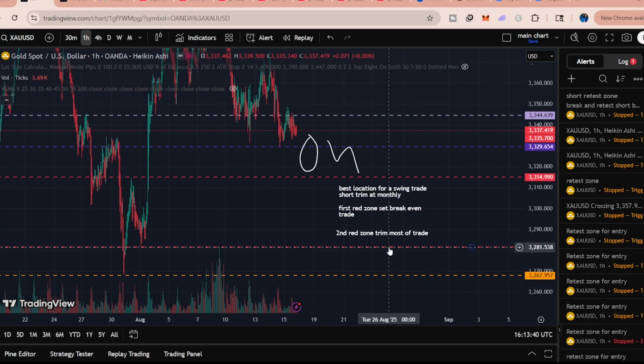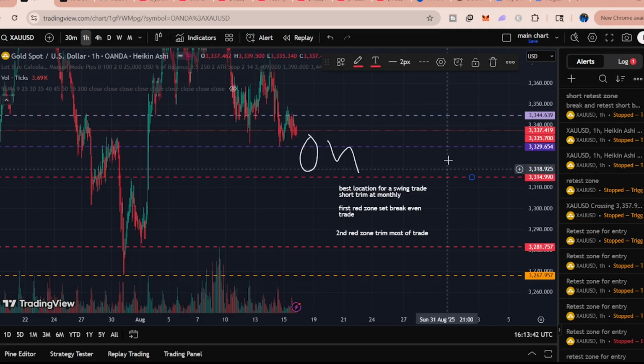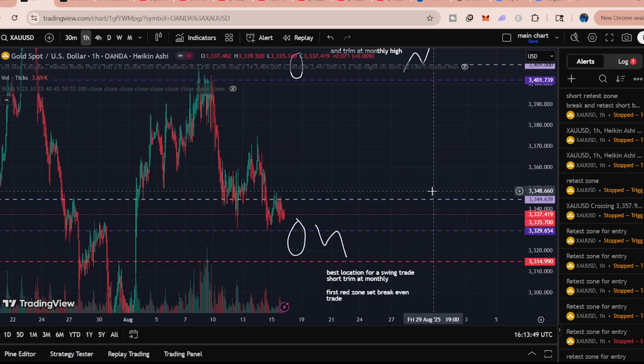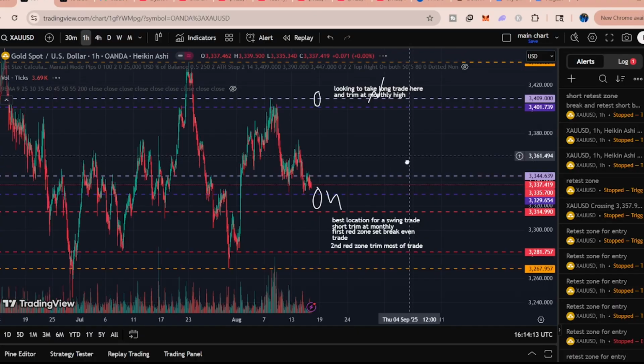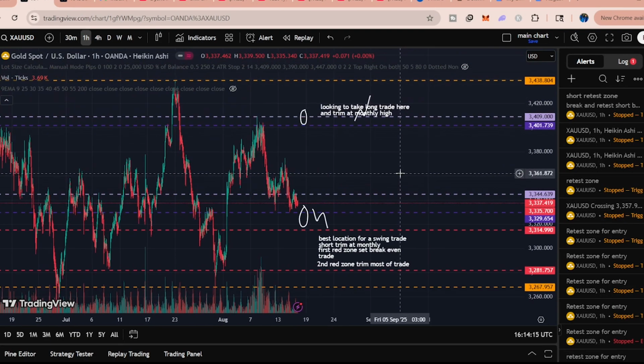And basically that's that. Last thing I do is lock everything in, because I trade off my phone and I'll be at work a lot of the time when price sets up. So from here, just lock everything in. And yeah, that is my weekly gold analysis.